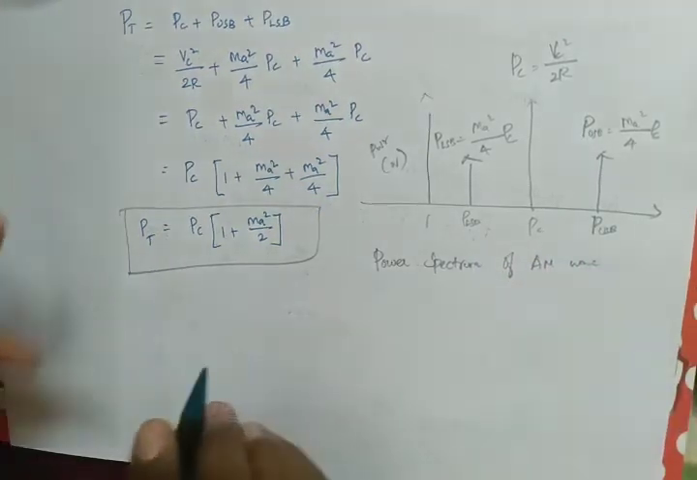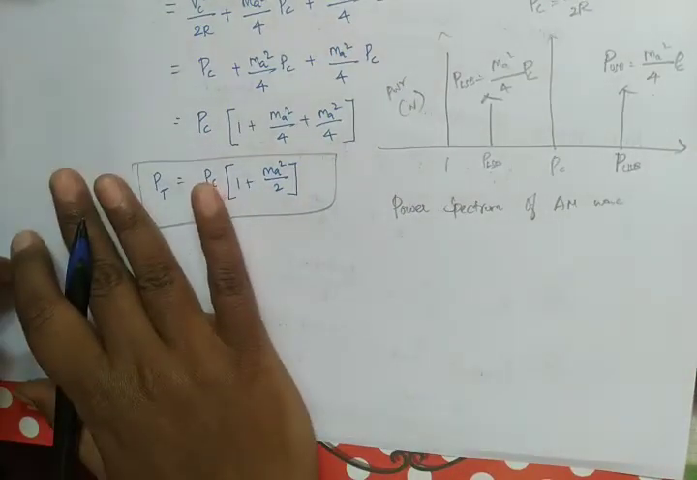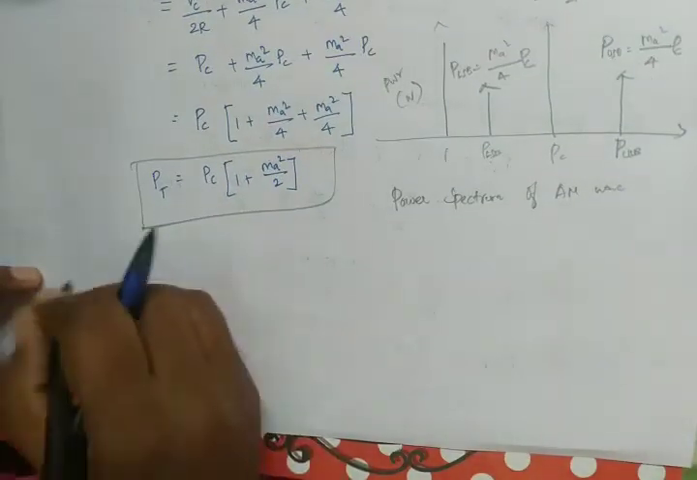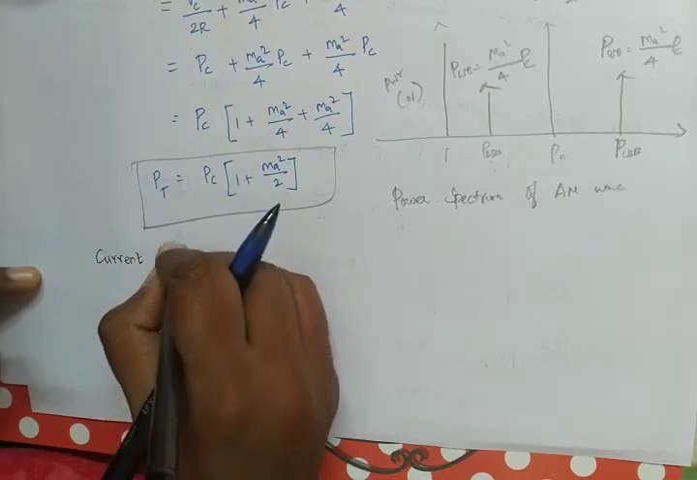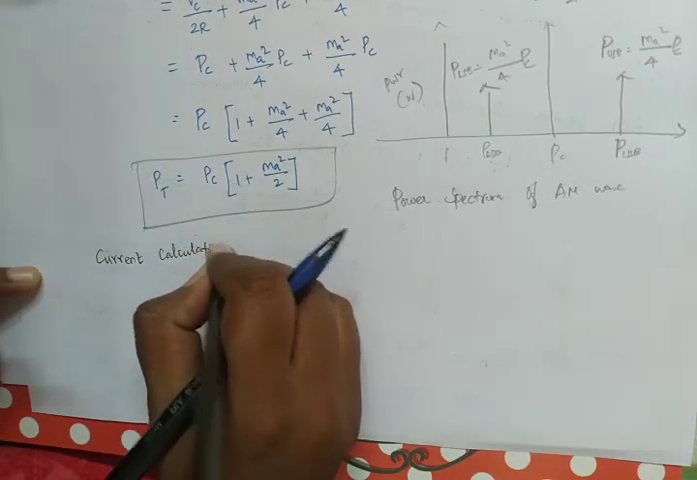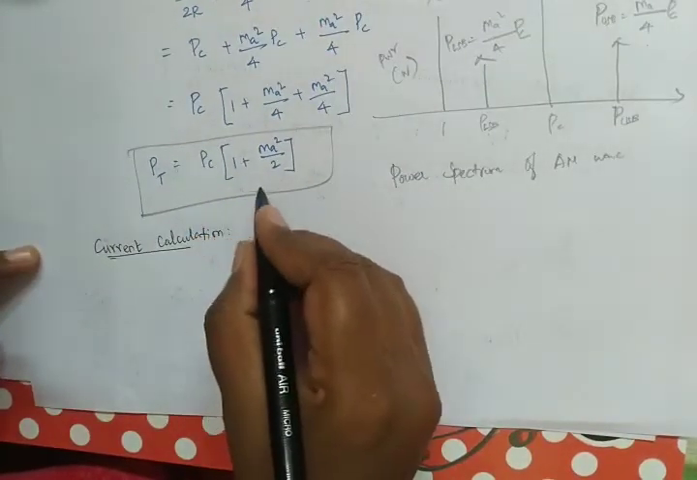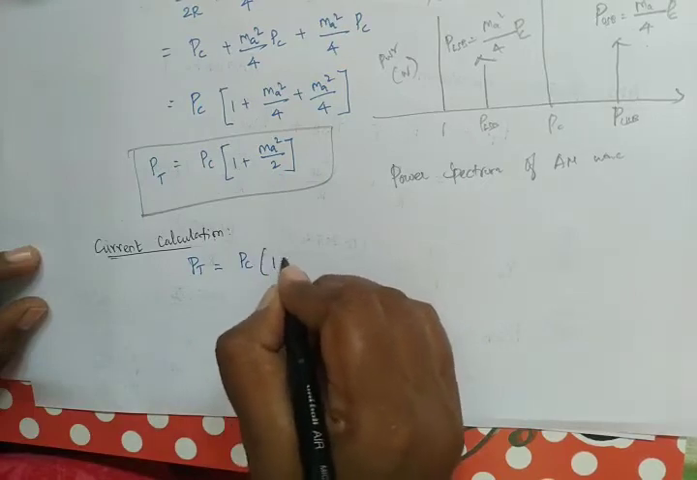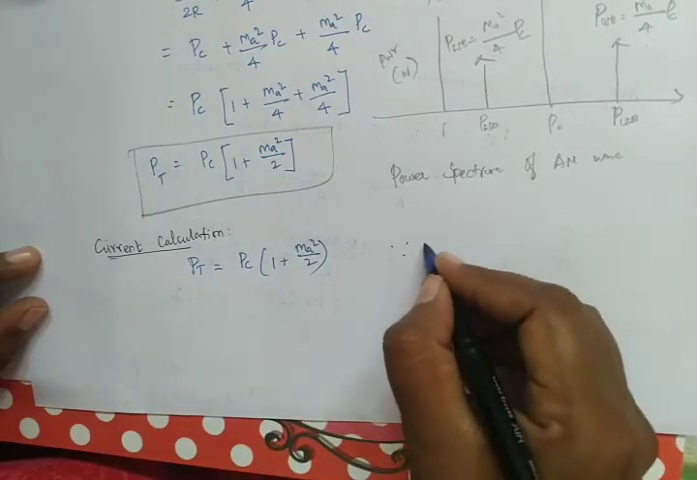That's it. Now let us do current calculation. So what we did is voltage distribution and power distribution. Now what we are going to do is calculate the current. This is current calculation for AM DSB FC. We know that PT is equal to PC into 1 plus MA square by 2.